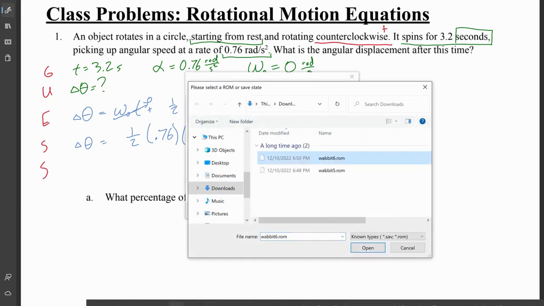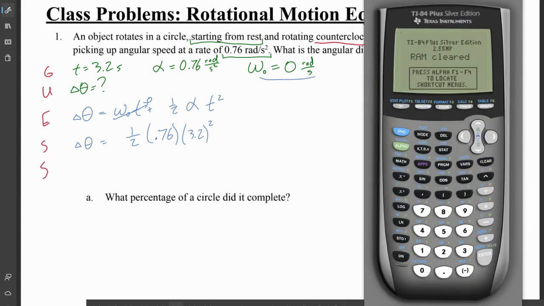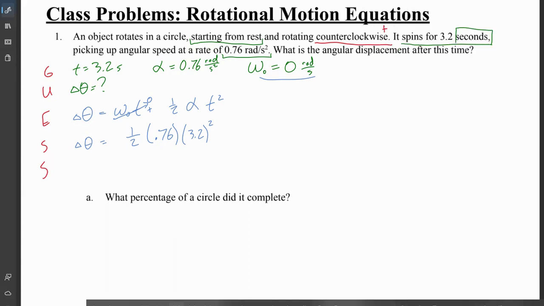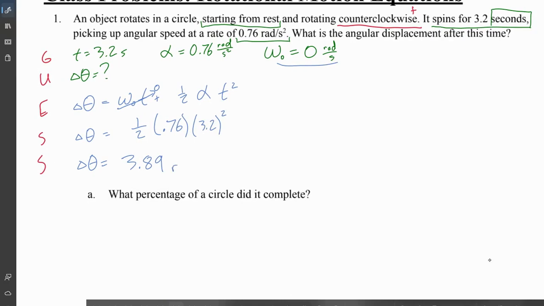I'm going to open up my calculator here. All right. So we get 1/2 times 0.76 times 3.2 squared. That spits out 3.89. So I'm solving delta theta equals 3.89. And what units is theta in? I'll look up here. Anything to do with theta is in units of radians. So units of radians. All right. There's our first problem.